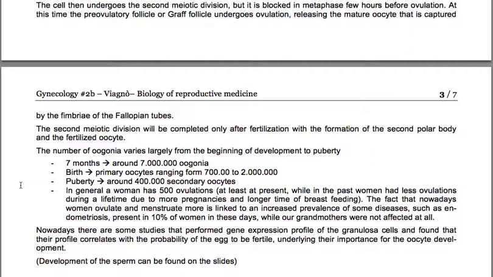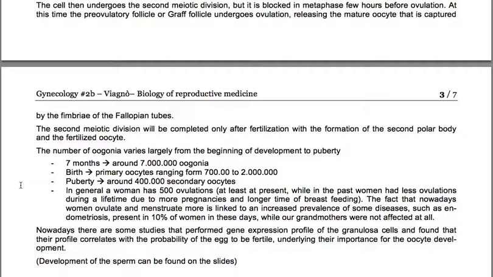In general, a woman has 500 ovulations, at least at present, while in the past women had fewer ovulations in a lifetime due to more pregnancies and longer time of breastfeeding. The fact that nowadays women ovulate and menstruate more is linked to an increased prevalence of some diseases, such as endometriosis, present in 10% of women these days, while our grandmothers were not affected at all.